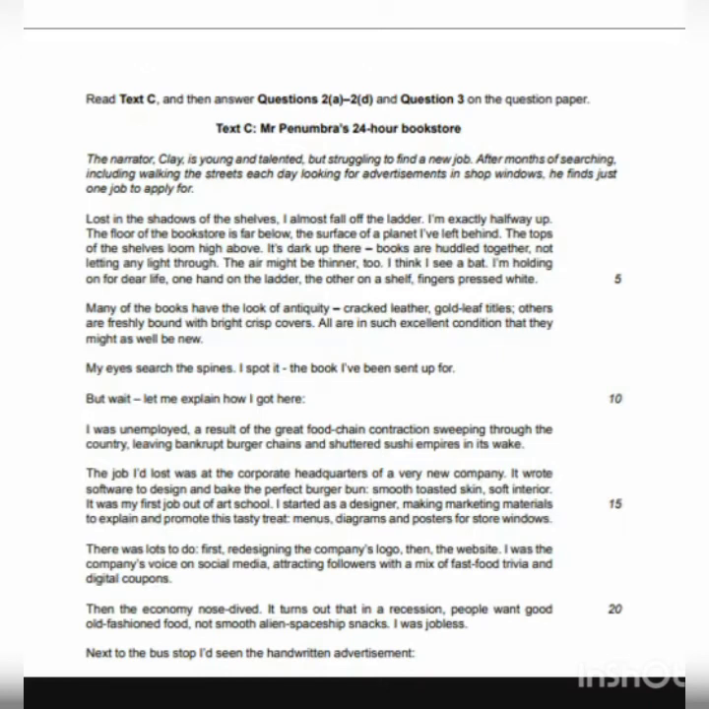No. Think again. From 6 to 10, right, miss? Yeah, line number 6 to 10. Freshly bound with bright, crisp covers. No. Think again. Okay, the answer is "search the spines". Spines are the book covers in this case. "My eyes search the spines" means the eyes were searching for the book covers. Okay, miss. Please write.